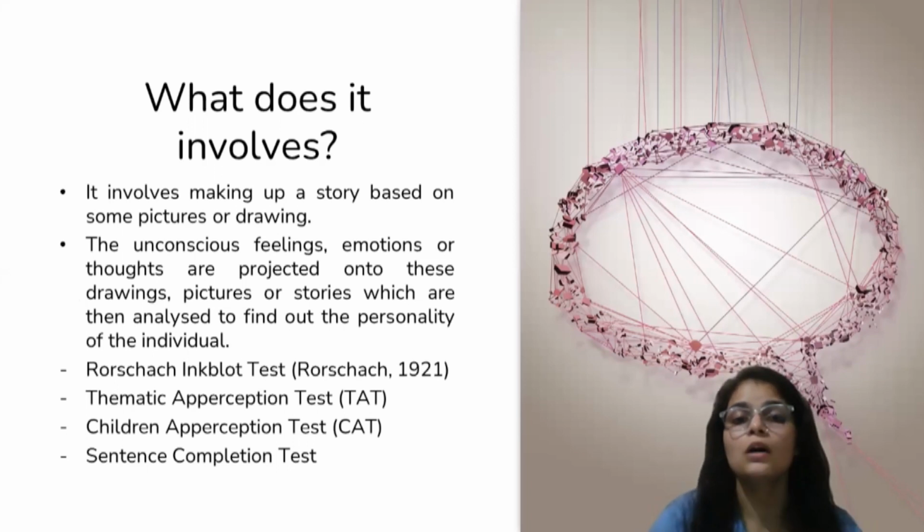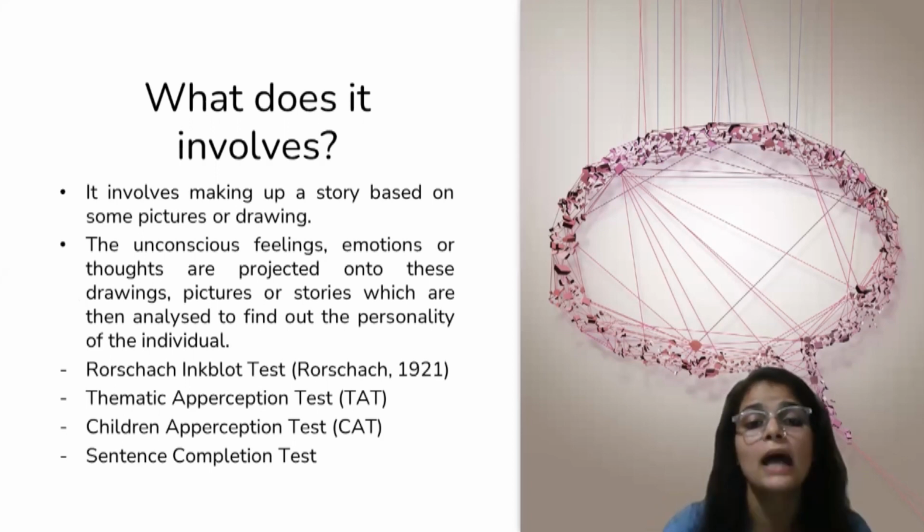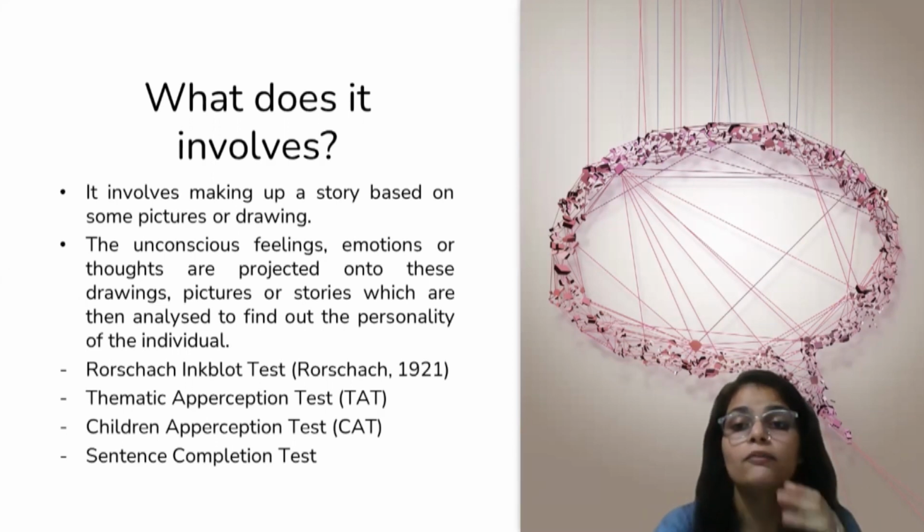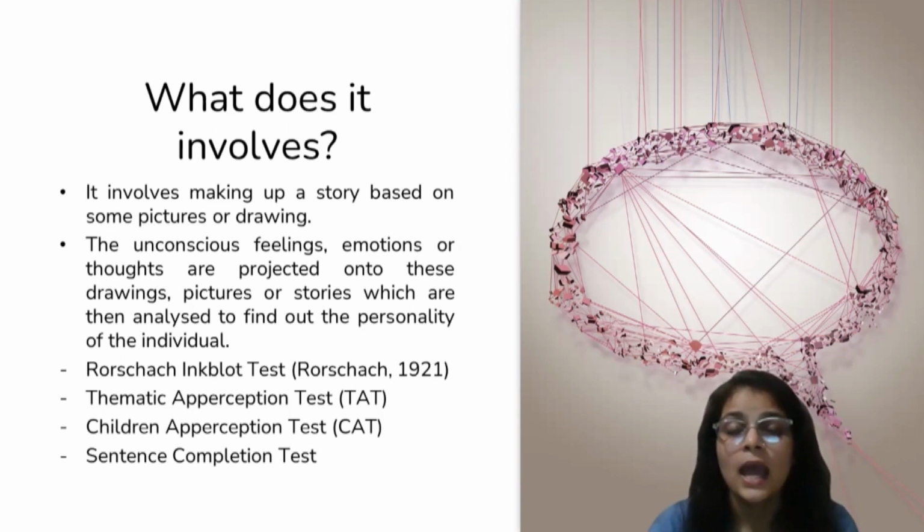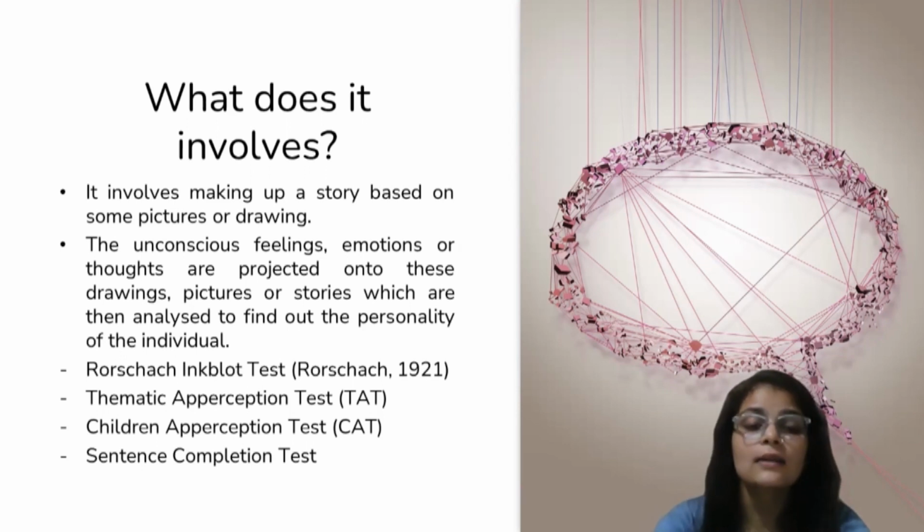Moving ahead, what does it involve? It involves making up a story. Drawings or pictures are given and you have to make up a story. It is based on the assumption, as I told you, that unconscious feelings, emotions, or thoughts are projected onto that picture or story or drawing. It will then be analyzed by a trained psychologist, and the personality of the individual will be reflected. Various projective techniques are the Rorschach ink-blot test, given by Rorschach in 1921, the thematic apperception test, the children's apperception test, and the sentence completion test. We will understand these tests very briefly.